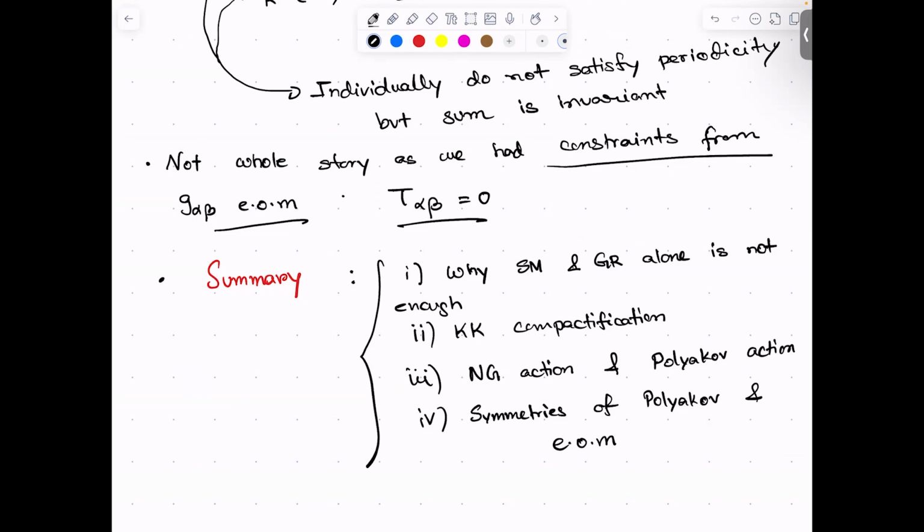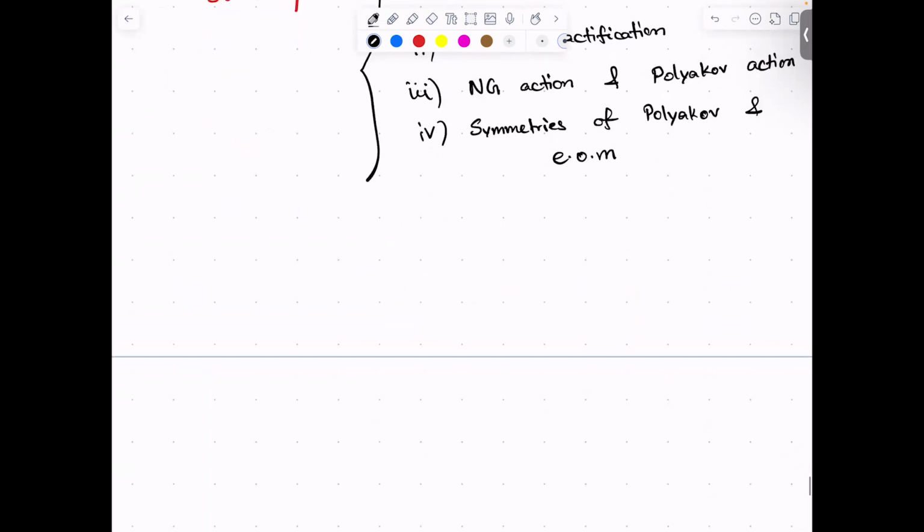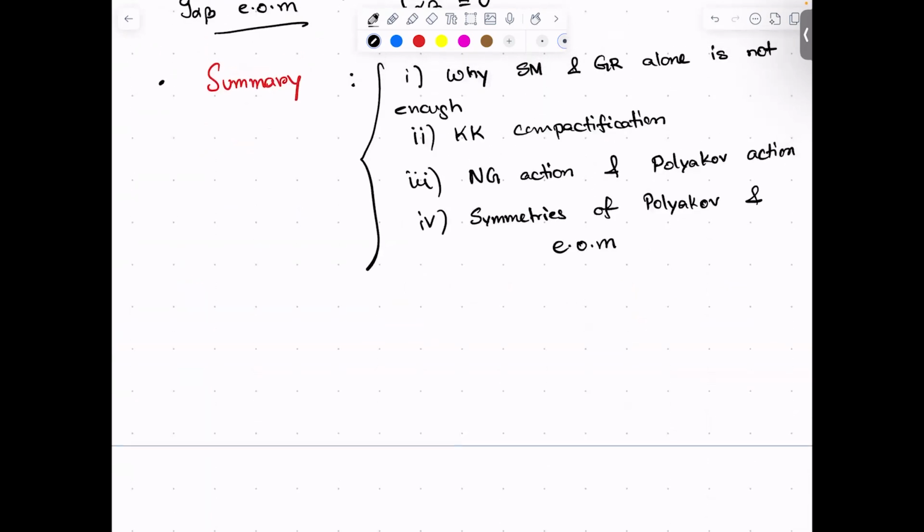Yes. If all the compact space were bigger, I think we would have observed it, right? That's why it's compact. Yeah, very good. People have done it.